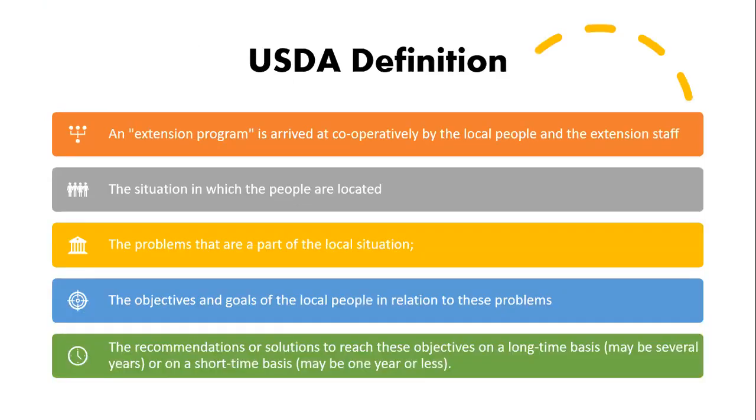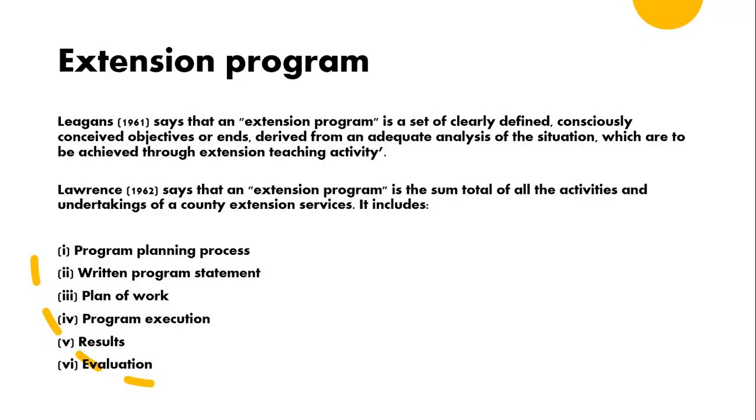There are a lot of definitions available for extension programs, but I only take the USDA definition. This extension program is a cooperative approach between local people and extension staff. Therefore, it is a type of approach to fulfill the objectives and the goals. You can go through these definitions. I don't want to read further into how the definitions came about, so I took only the USDA definition.